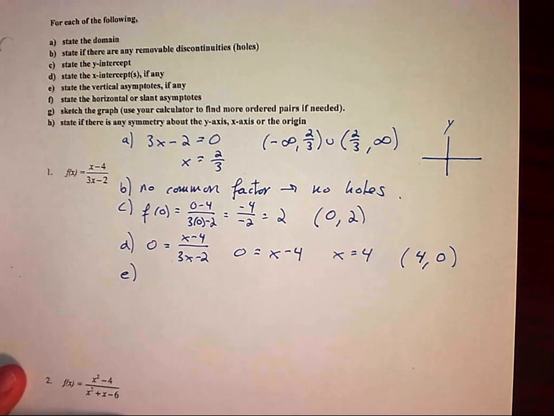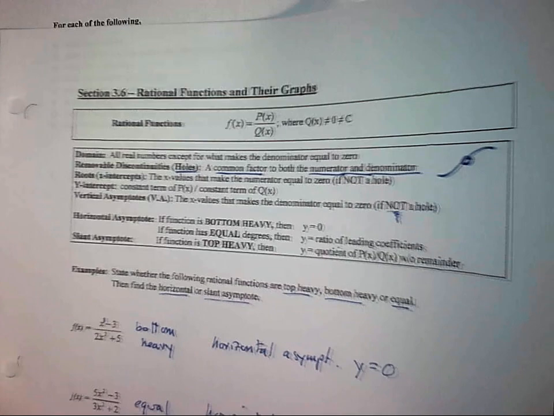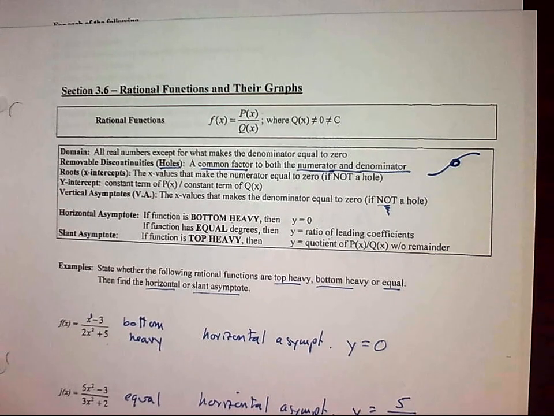All right, let's go on to E. The vertical asymptotes. Oh gosh, our vertical asymptotes. So let's try to figure out how we figure out our vertical asymptotes. Well, that is new to this section. So we can go back to this sheet right here, and it tells us how to find our vertical asymptotes.